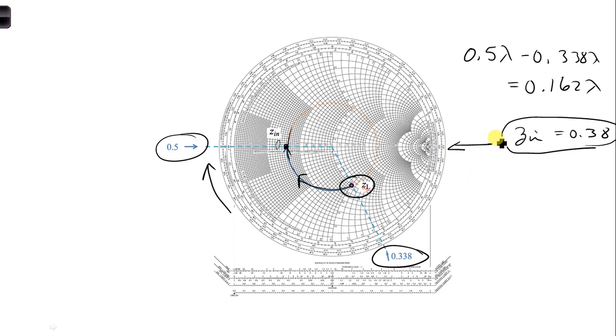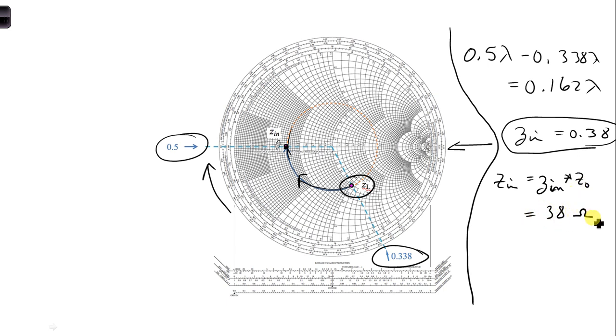Don't forget to normalize. This is separate from that arrow. So Z in is little z in times Z naught, which is 38 ohms.